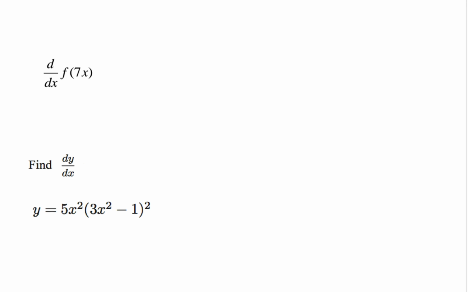This next one, another one, right? Now, notice the outside here is the f of x. So take the derivative of the outside, f prime. Leave the inside alone, 7x. And please don't forget, times the derivative of the inside, 7.